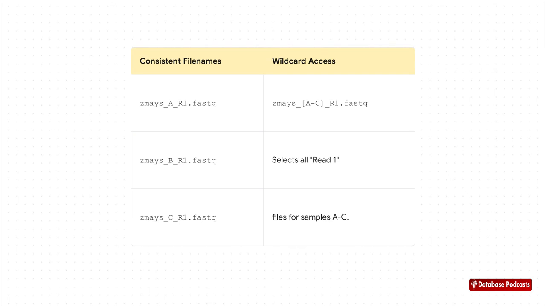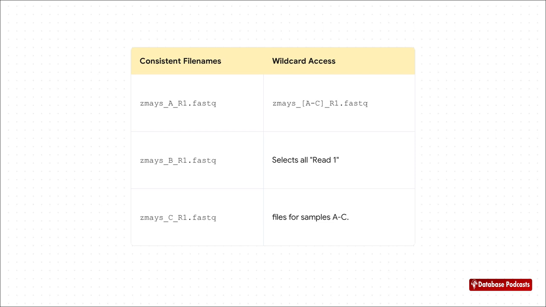And here is the magic moment. This is where that little bit of discipline pays off big time. When you have a clean naming scheme, you can use these simple patterns, often called wildcards, to grab hundreds or thousands of files with one single elegant command. Look at this example: zmaze_sample_[a-c]_r1.fastq. That one little line can instantly grab all the read1 files for samples A, B, and C.